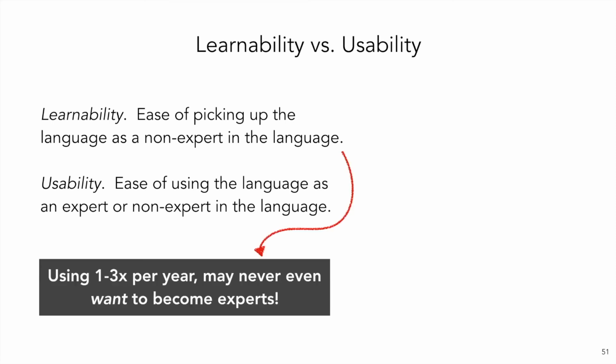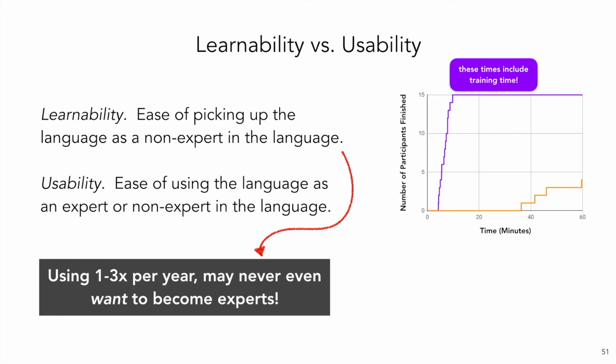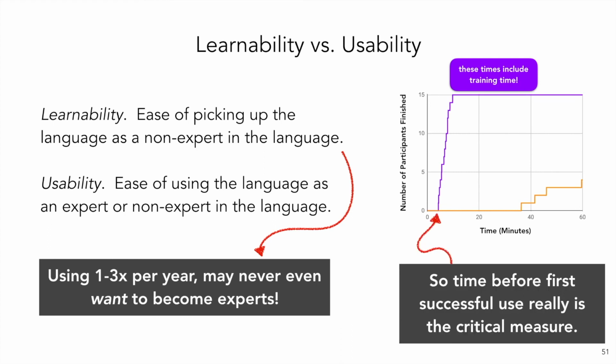And so for these folks who are using this particular tool 1 or 3 times a year, these folks may never even want to become experts. And so for them, it's really all about learnability, and they're not that interested in how usable a language is for an expert. They're interested in how long is it going to take them to get from not remembering the language to actually being able to use it for their particular tasks. And so I highlighted the fact that these times that I reported in that user study actually include training time. This really is the important metric for these particular users. What we really want to see is how long does it take from either having never used the tool before or not having used it for a year, having forgotten all of the details, to having actually completed their tasks. So this really is the metric that we're interested in here.